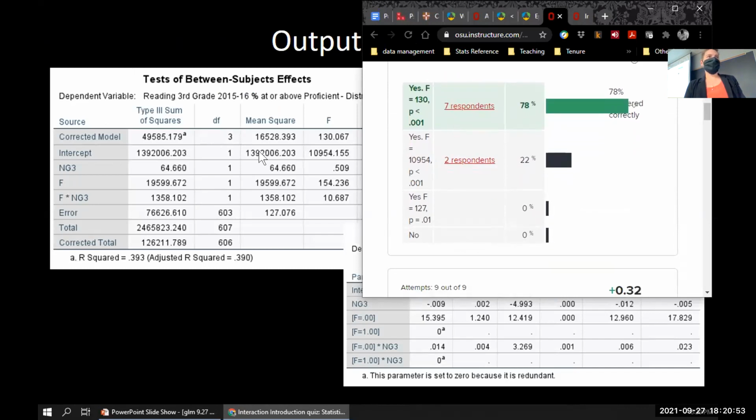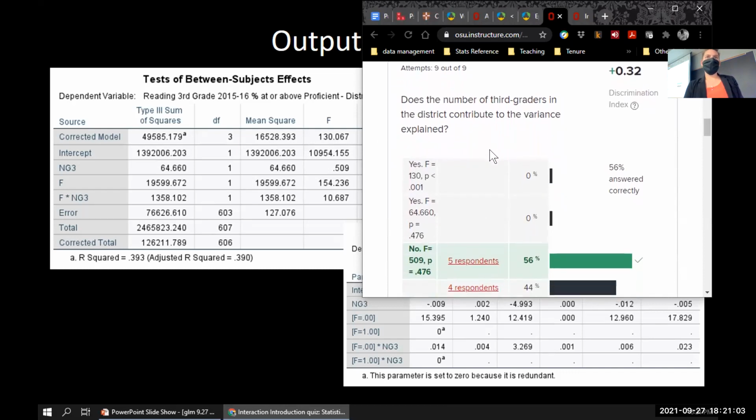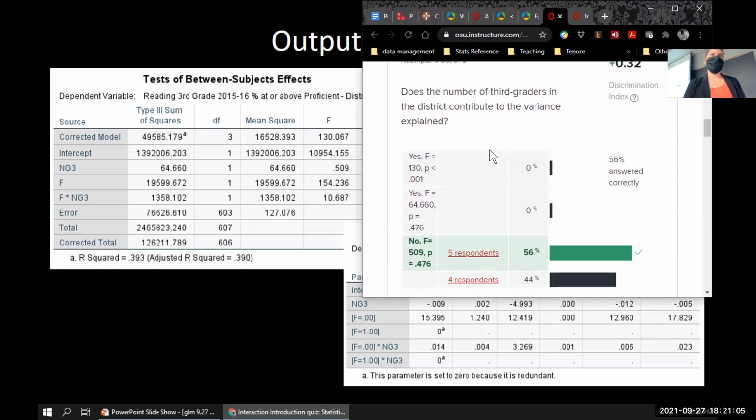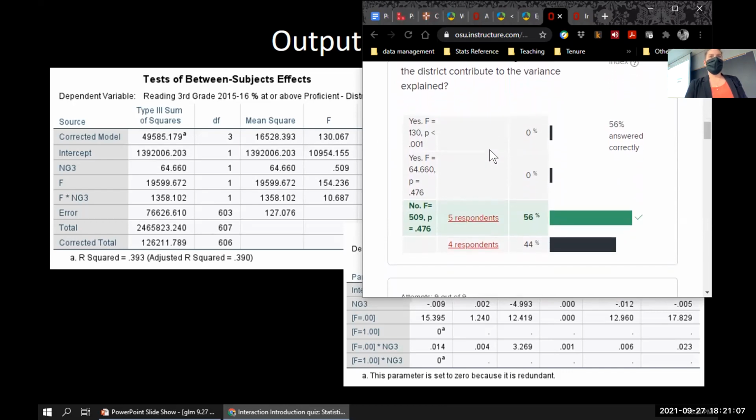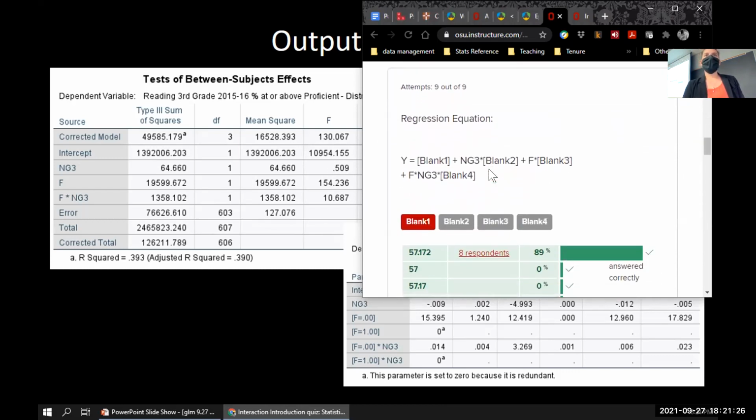So that's where this 130 comes from. It's pulling it from this model up here. Next we have, does the number of third graders in the district contribute significantly to the variance explained? And the answer is no, but you'll see that I typed it incorrectly. We're pulling from this box, the F box 0.509. So I'm not too concerned about those of you who got this incorrect because it's likely due to this error of mine. I will fix that.